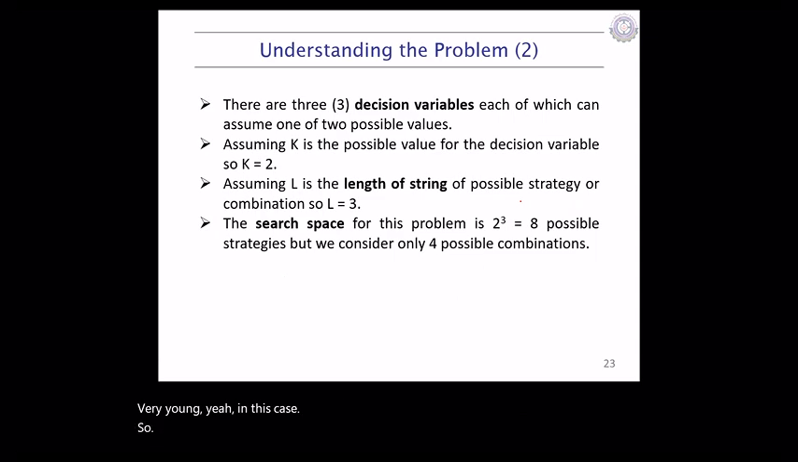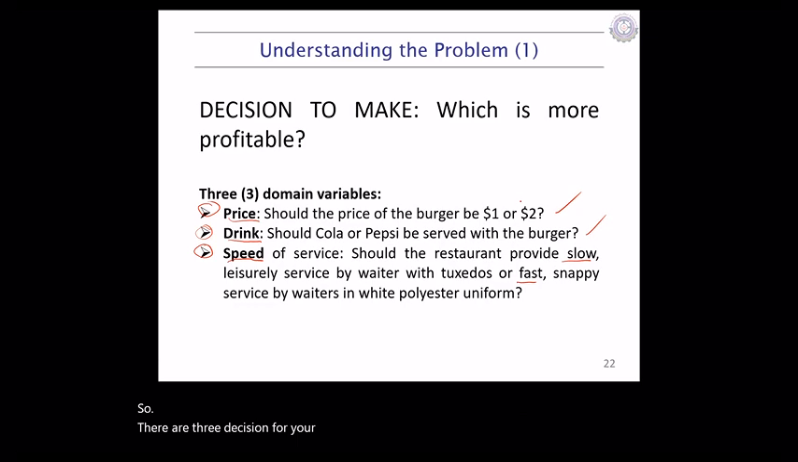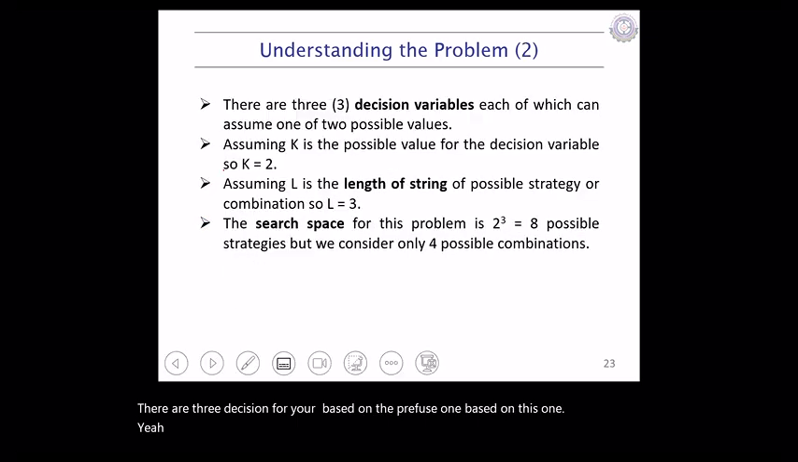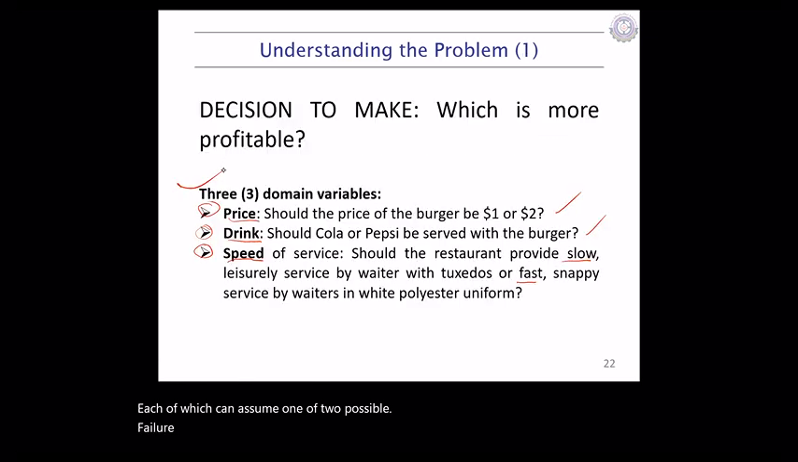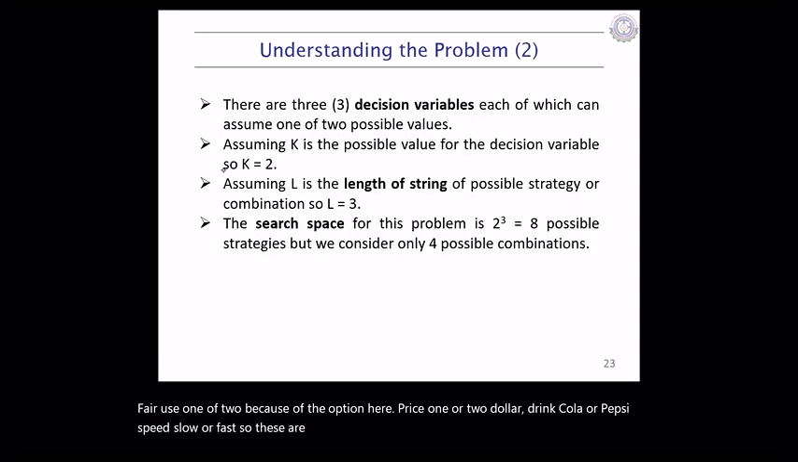There are three decision variables, based on the previous one. Each of them can assume one of two possible values, because the options here are: price $1 or $2, drink cola or Pepsi, speed slow or fast. So these are the options for each, and we have two possible values.